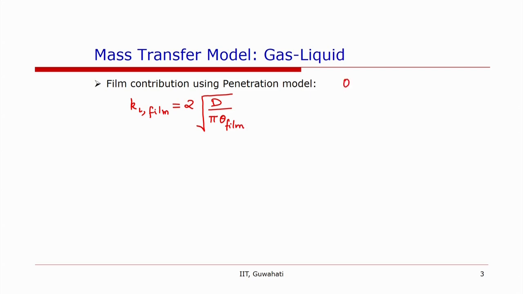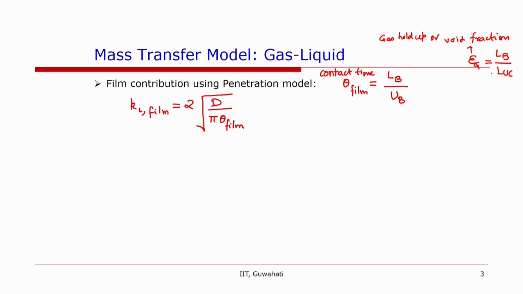Now theta film is the contact time. The contact time for the film can be defined as the length of the bubble, the film region, divided by U_B. And if we define epsilon G, which is the void fraction or gas holdup, it can be roughly equal to L_B over L_UC, which will hold good for long bubbles and a long unit cell, because the volume of the spherical caps can be neglected in that case.